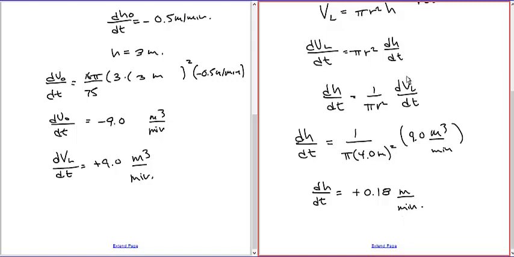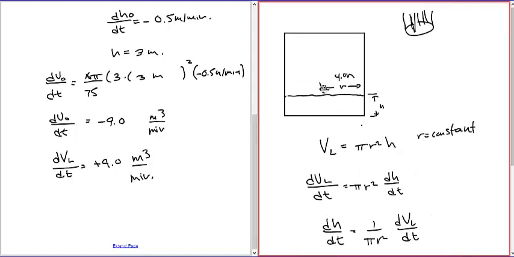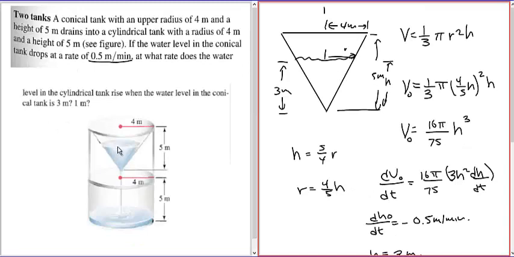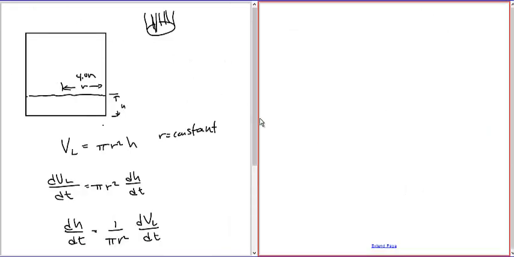And we'd expect the height of the cylinder to be increasing at a lower rate than the height of the cone is decreasing. Because here you've got this entire radius to add material. Here we're down at 3 meters height, which is going to be a smaller radius. So the surface area on the top is less. So when you add or subtract a certain amount of volume, it's going to cause a bigger drop in the level. Okay, so that's the answer.